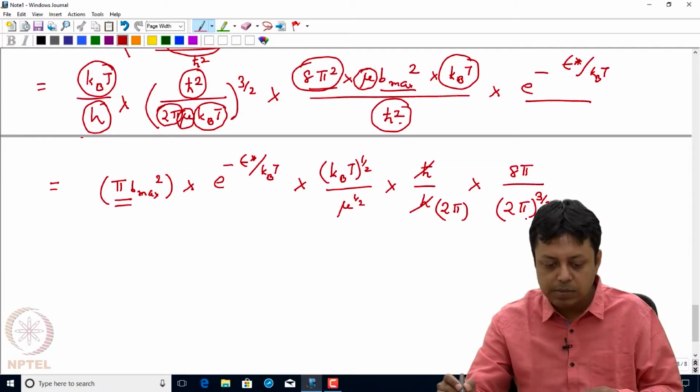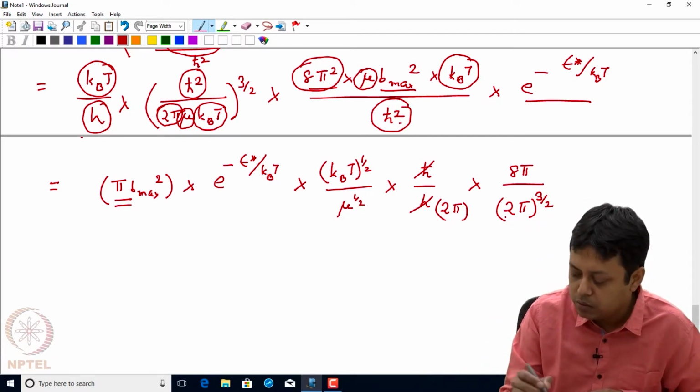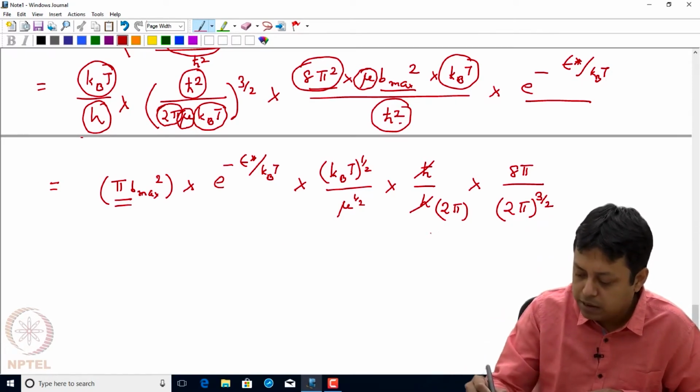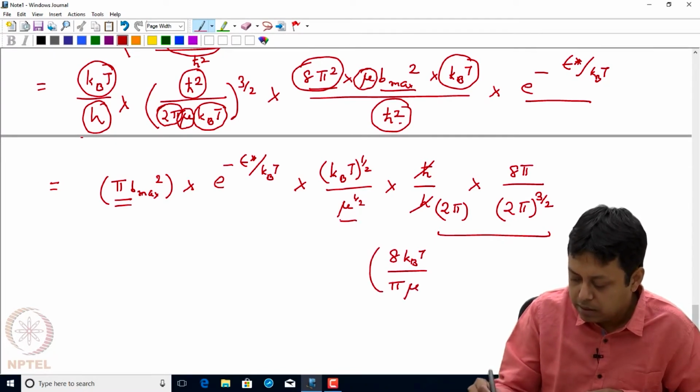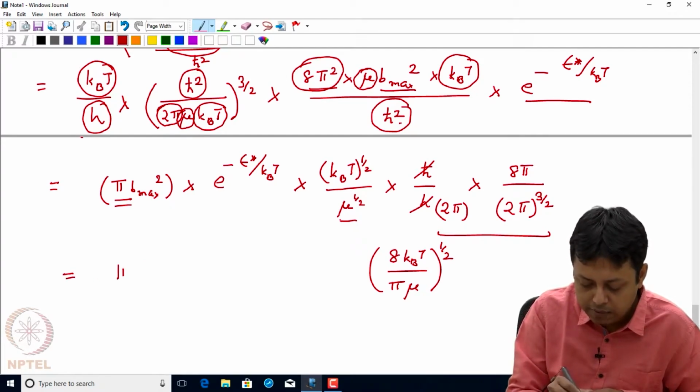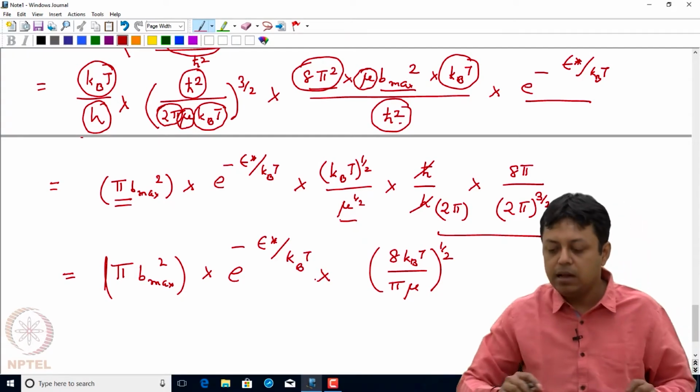So you can easily simplify that thing, and ultimately what we will get is this 2 and 2 to the power 3 by 2, you will get the value of 8 kBT by pi. I have a mu here also, the entire thing raised to the power half, and then we have basically already derived the transition state, the collision theory expression, and we see that the expressions are exactly the same.